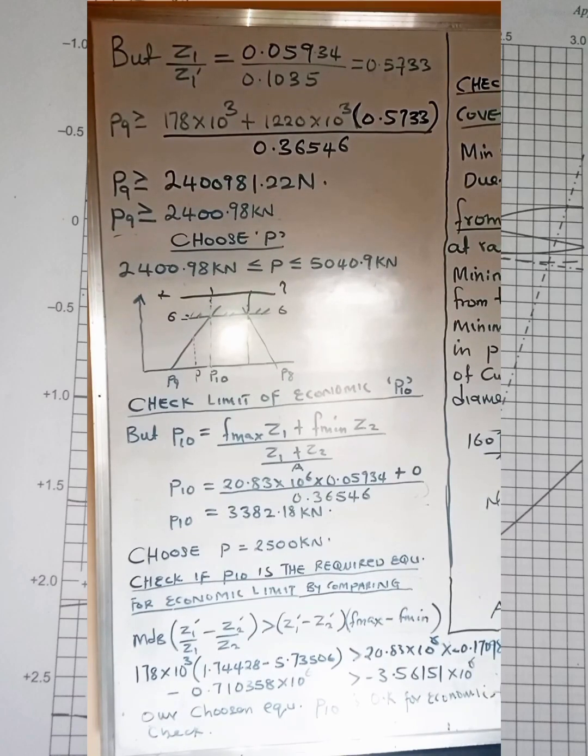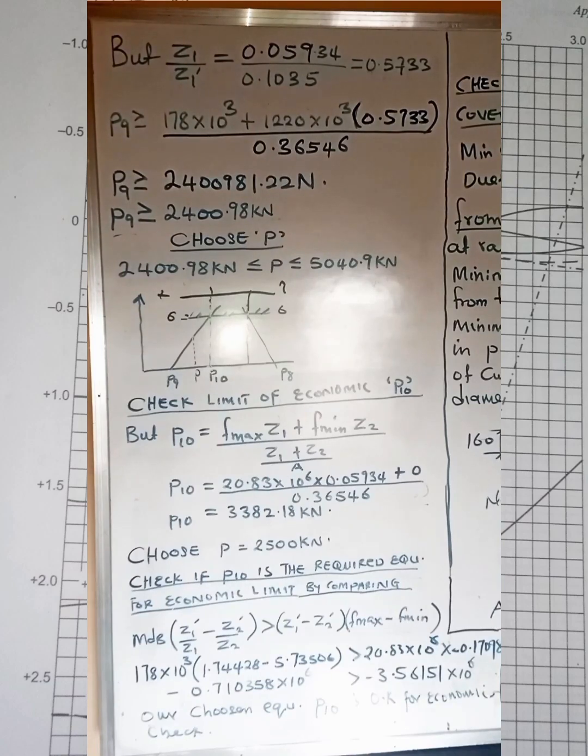to be 2400.98 kilonewton. Now, having gotten the lower bound limit of the pre-stressing force, we are going to choose a pre-stressing force between the range of 2,400 to 5,040 kilonewton as our upper and lower bound limit of pre-stressing forces. And we're going to pick a pre-stress force within this range. We have that to be P, between P10 and P9. Of course, P10 is the economic limit for pre-stressing force.